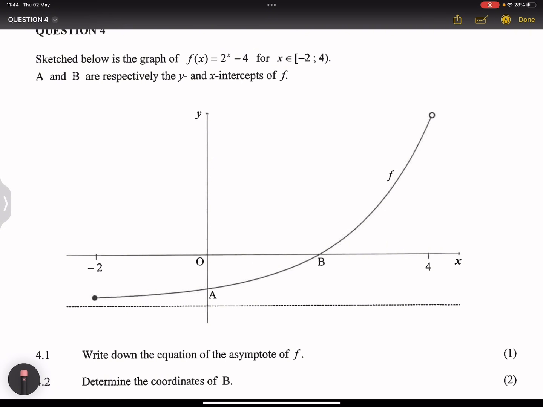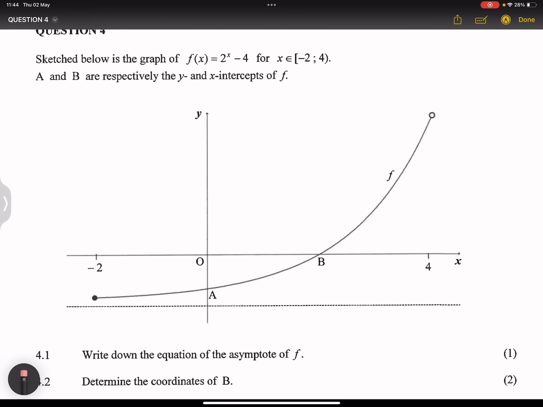They say write down the equation of the asymptote of f. Now remember, in this case, this is an exponential graph. An exponential graph normally has an asymptote at y equals 0.